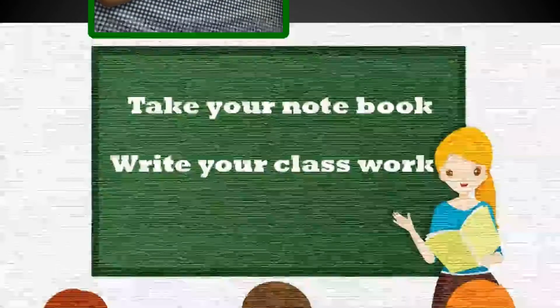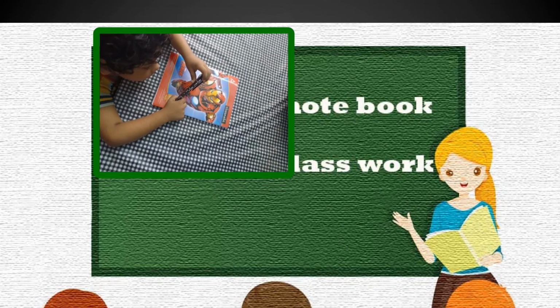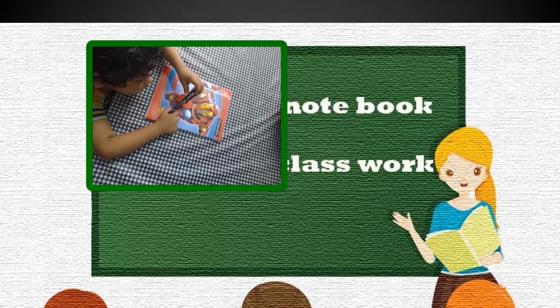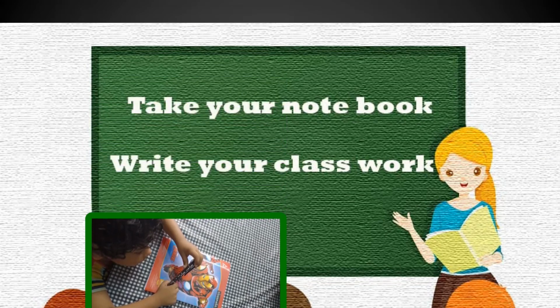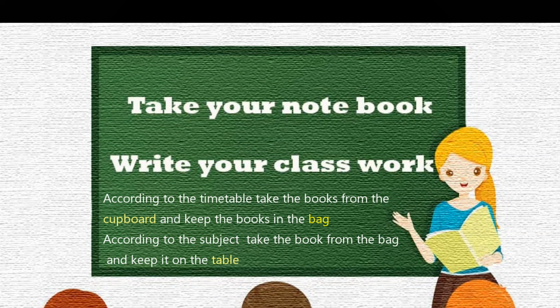If you are keeping only the specified book on the table, then we can do the work quickly and efficiently, without any wastage of time for searching. We can see what storage spaces we are using in this example. According to the timetable, take the books from the cupboard, and keep the books in the bag. According to the subject, take the book from the bag, and keep it on the table. Storage spaces are cupboard, bag, and table.